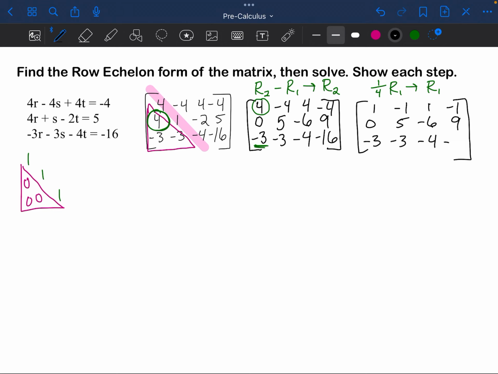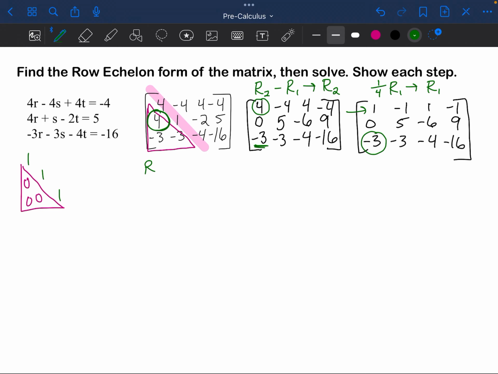Negative 4 and negative 16. All right, up next, what I think I want to do is get this bottom one here to be 0. So in order to cancel out that 3, using only our elementary row operations, I can take row 1, multiply everything there by 3, and then add it to row 3. So bring it down here.